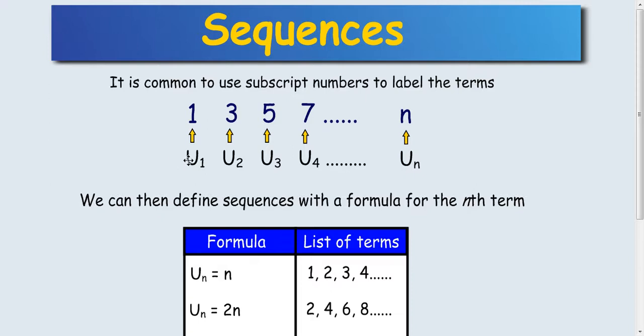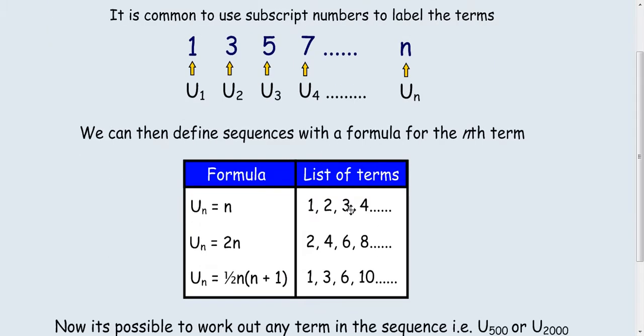A new way to denote sequences is to use this subscript notation. So for the first number we use U of 1, the second number in the sequence U of 2, the third number U of 3, and so on. And for any number in the sequence we use U of n.